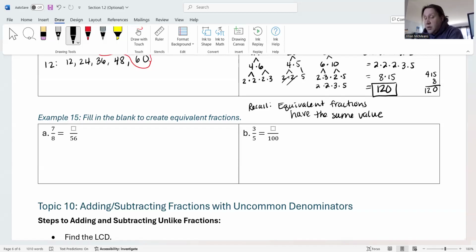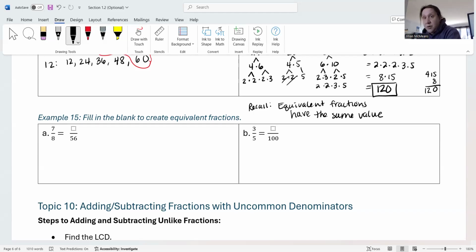So we did a couple of things with equivalent fractions. We learned how to check to see if two fractions were equivalent. That's where we compared cross products. We also created equivalent forms of fractions by just multiplying the numerator and denominator by the same whole number. We also learned how to take a fraction and reduce it to an equivalent form. So we've done a good bit with equivalent fractions. So let's practice again. The directions here again say fill in the blank to create equivalent fractions.